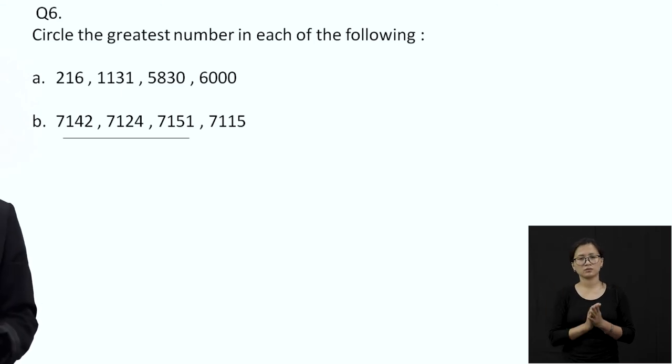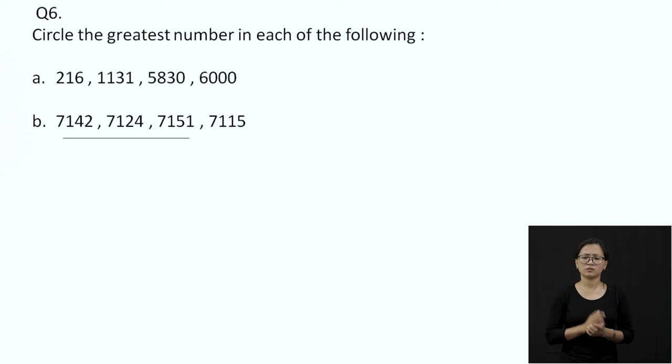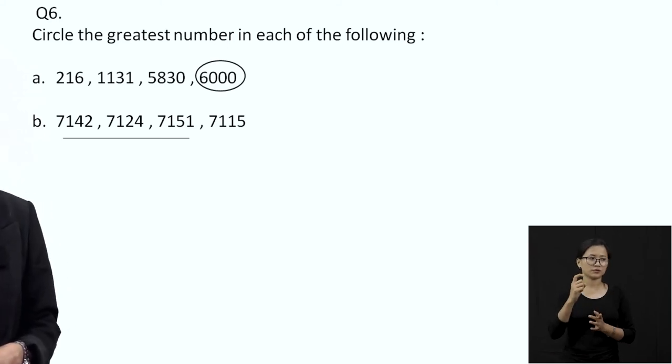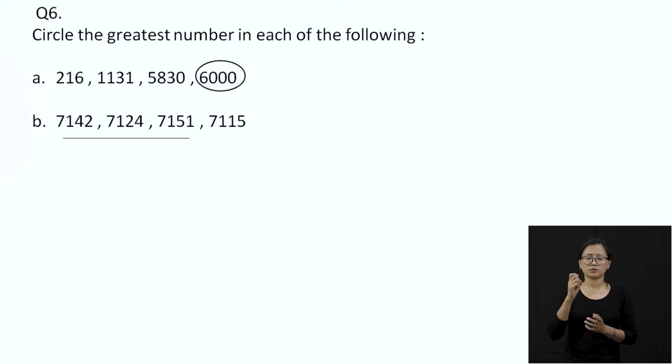Circle the greatest number in each of the following. So the greatest number means the bigger number, okay? So here you compare 216, 1,131, 5,830, and 6,000. So here 6,000 is greater, so we will circle the 6,000. Now we have 7,142, 7,124, 7,151 and 7,115. So which one is greater? You know that 7,151 is greater.